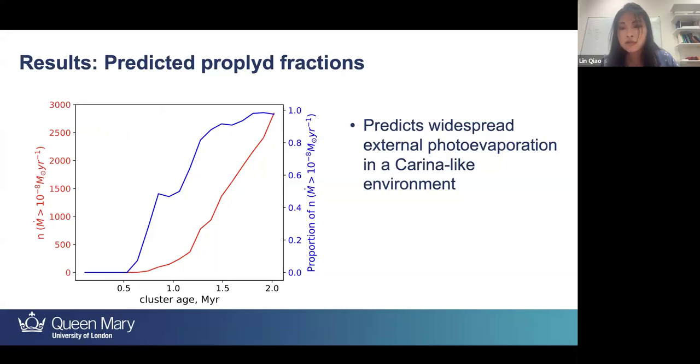I also looked at the proplyd fraction of the disks in the cluster. This is a plot of the number of proplyds by the red curve and the proplyd fraction by the blue curve of the simulated cluster. You can see that the proplyd fraction becomes quite high as the cluster evolves. So our model predicts widespread photoevaporation in a Carina-like environment. I should mention that the cluster we simulated is 10 to the 5 solar masses, so it resembles approximately the mass of a Carina-like cluster.